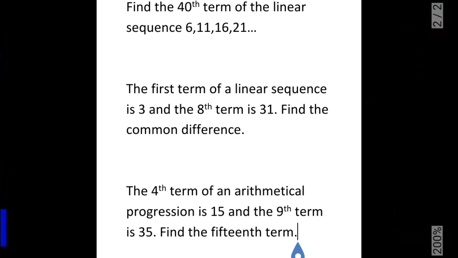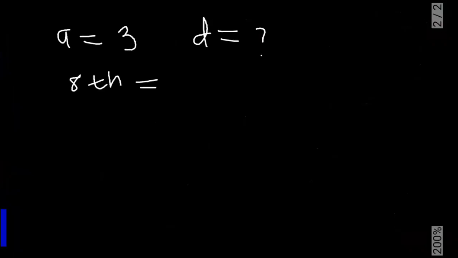Let's put down our values. We have the first term, a, as 3. We have the common difference missing. We have our 8th term, t8, as 31.